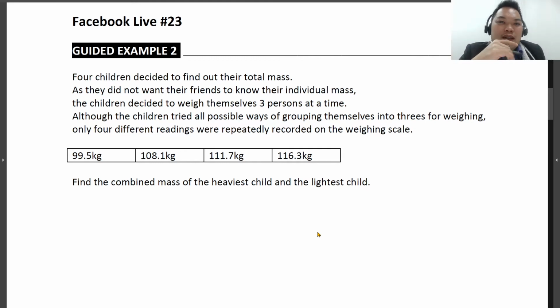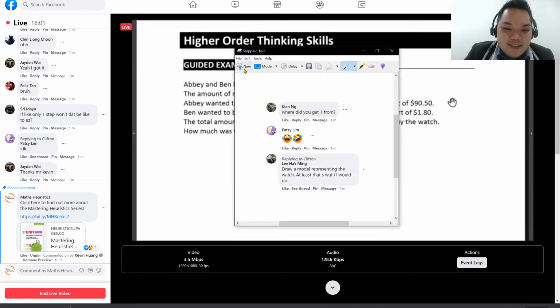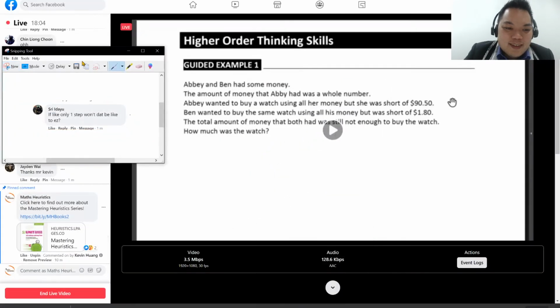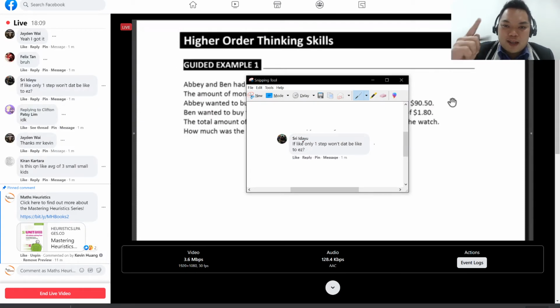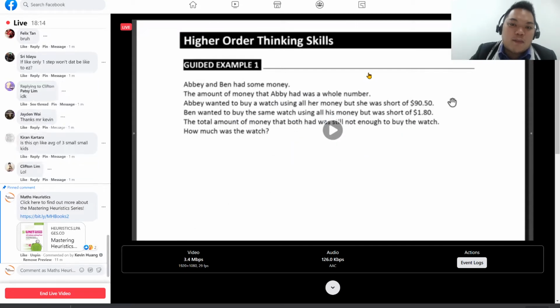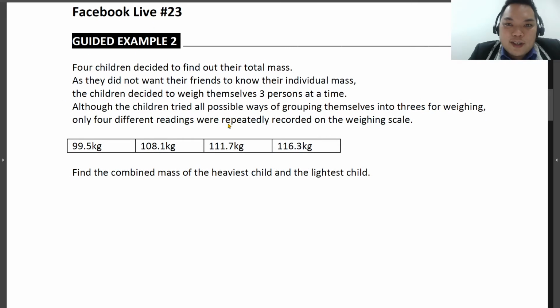If like only one step, won't that be too easy? Okay, wait. Yeah, I want to highlight this comment. If like one step, won't that be too easy? One step itself is very easy, but the idea in getting that one step is not that obvious to some of our friends here. That's why I have to explain how the thought process to derive this. Okay, right. 4 children. Next one, let's go on to number 2.